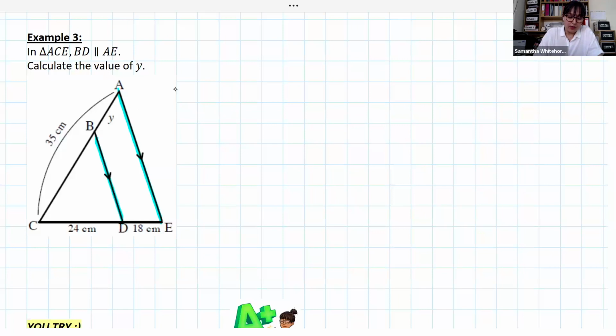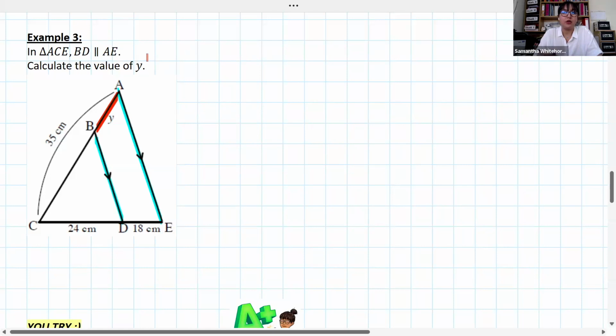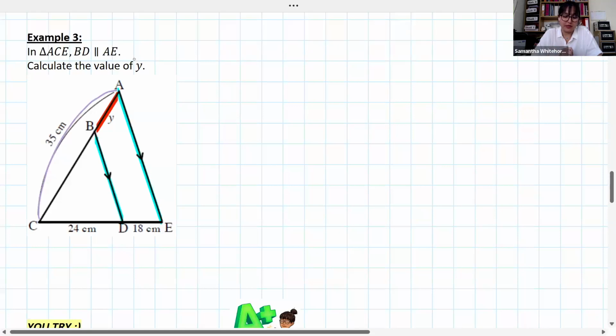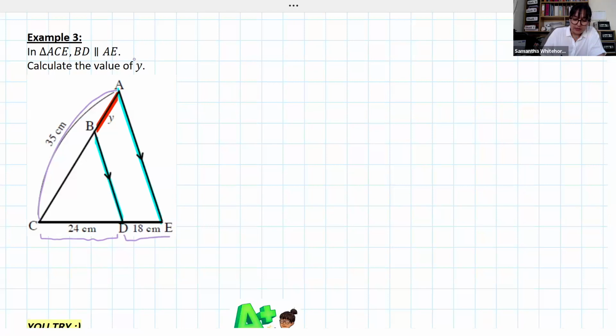So if we look at where y is, a line segment AB. And now we need to go and have a look at what information we've been given. So we have been given the length of AC, 35 centimeters. We've been given the length of CD and of DE, which technically means I have the length of CE. I'll just add them together. And we're looking for y.